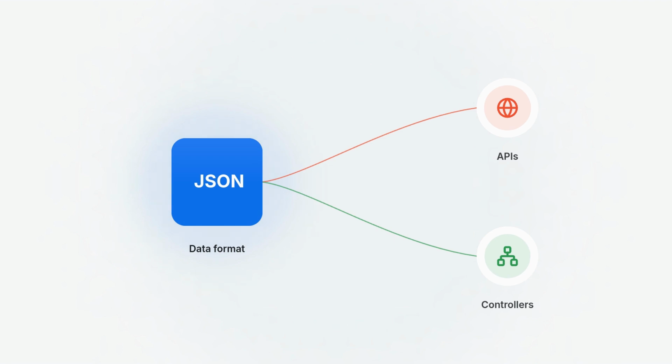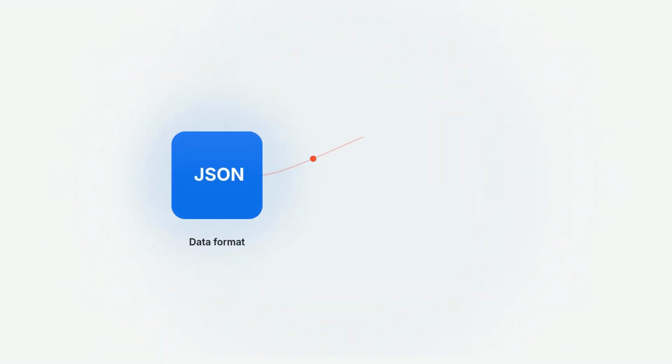Now we get to JSON, and this one really matters because it's everywhere in APIs and network controllers. If you're learning automation, you need to be comfortable reading it. At the most basic level, JSON is just key value pairs. A key like hostname might have a value like branch R1. Those values can be strings, numbers, booleans, nulls, or arrays if you need a list.